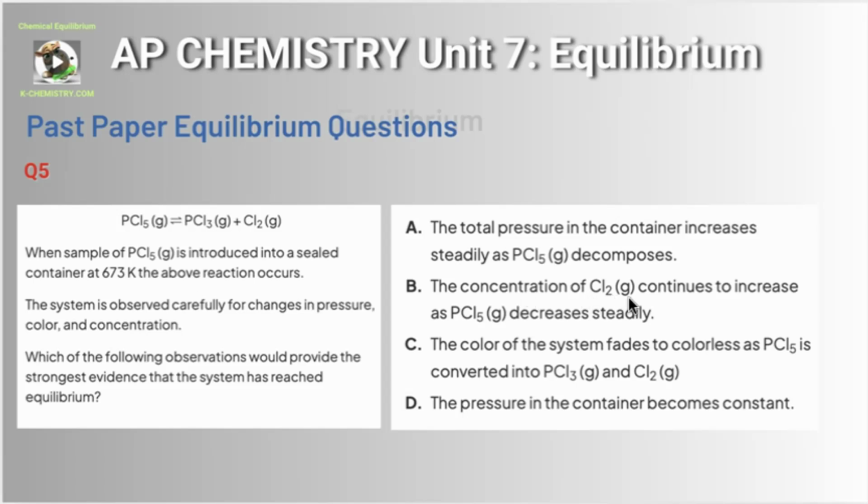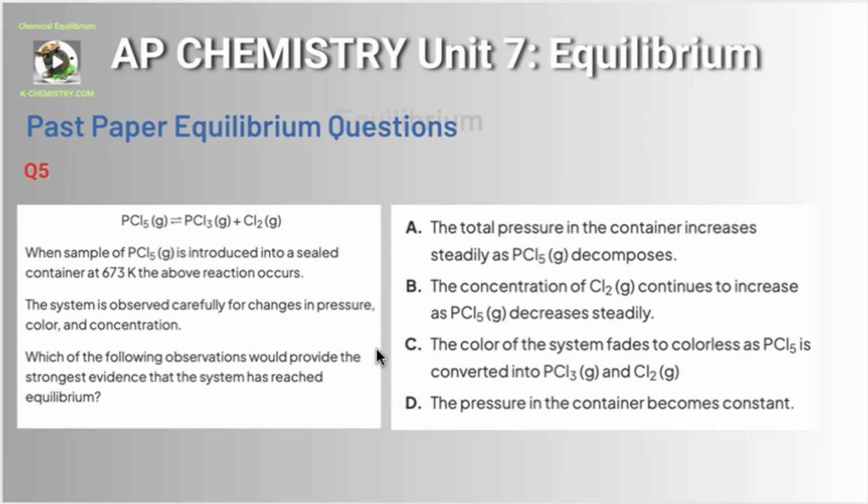B says that concentration of Cl2 continues to increase. This is the opposite, which is still not equilibrium. At equilibrium, not all the PCl5 will have decomposed, but they will keep going both ways. Number C, the color of the system fades to colorless as PCl5 is converted to PCl3 and Cl2. Again, this is incorrect. Continued increase in Cl2 and decrease in PCl5 means that the system is still progressing towards equilibrium, not at equilibrium.